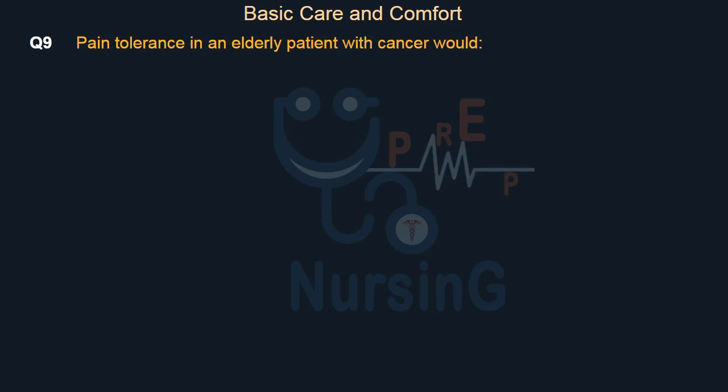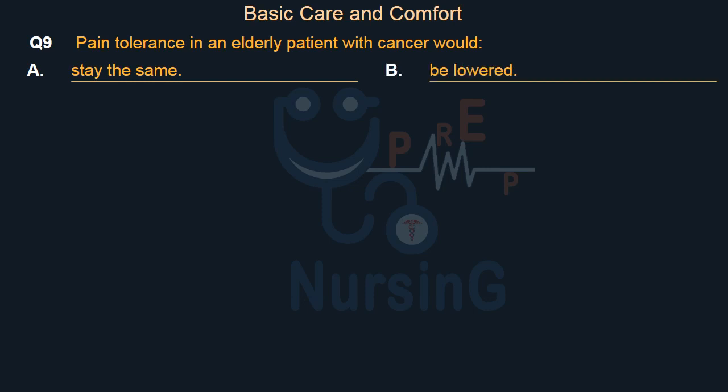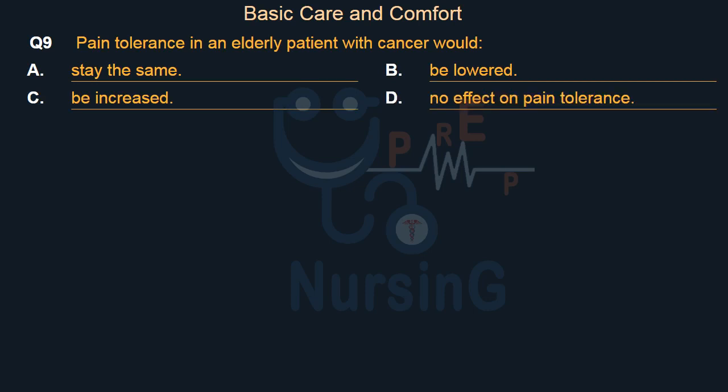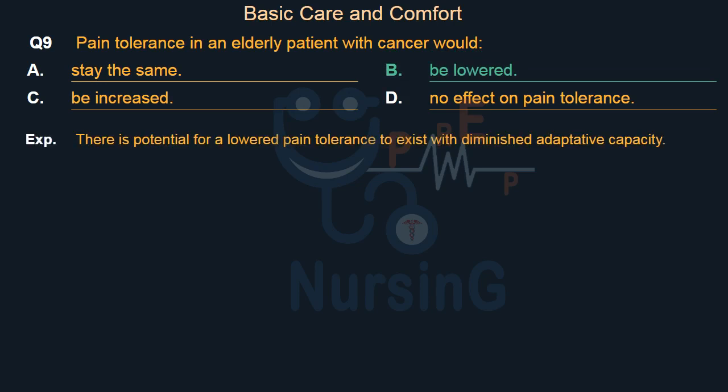Pain tolerance in an elderly patient with cancer would: Option A, stay the same. Option B, be lowered. Option C, be increased. Option D, have no effect on pain tolerance. Right answer is option B, be lowered. There is potential for a lowered pain tolerance to exist with diminished adaptive capacity.